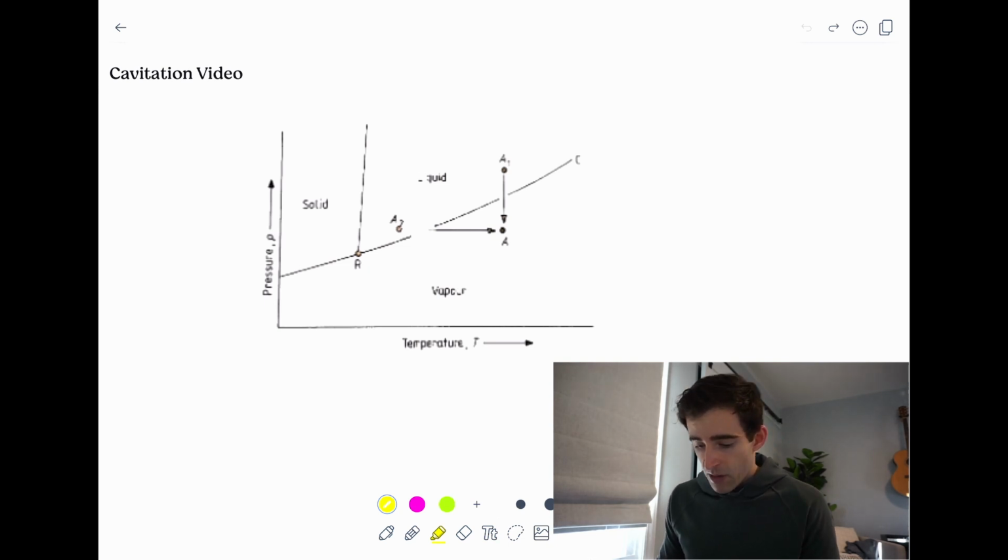So boiling would be this point from A2, following this line, to A. The temperature is increased and we've switched from liquid to vapor. Cavitation is the process going from A1 to A, where temperature stayed the same, but the pressure has decreased, and we've gone from liquid to vapor.